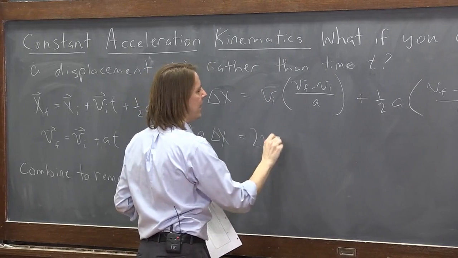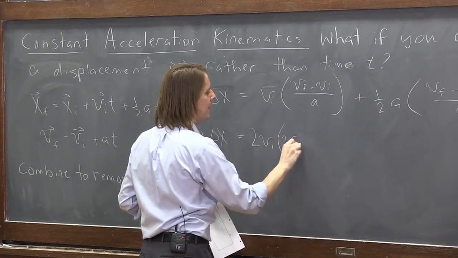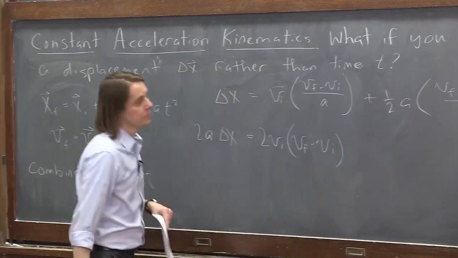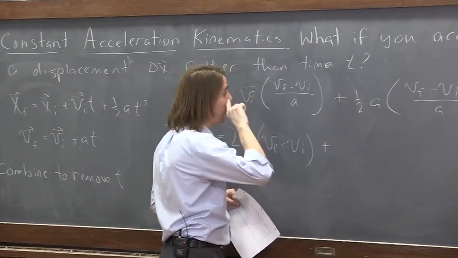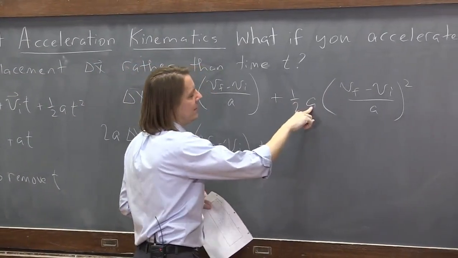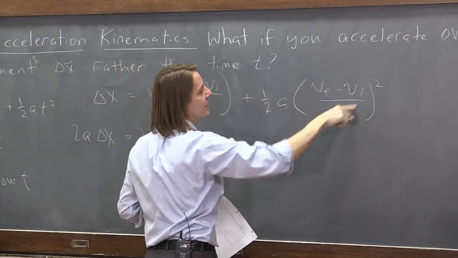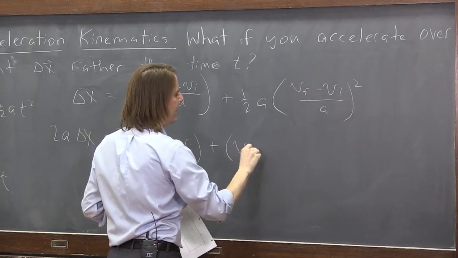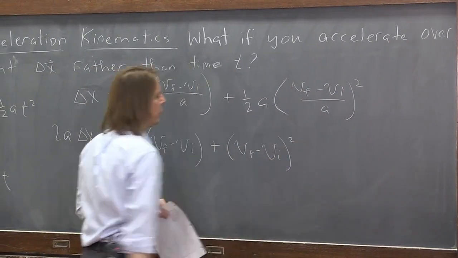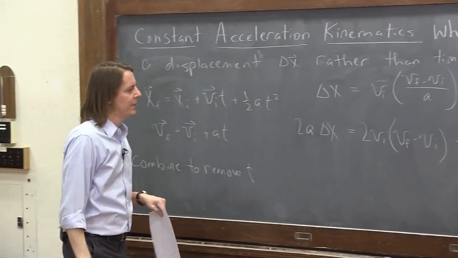You'll end up with 2vi times (vf minus vi). All right. And then plus, and the 2 will cancel that 1/2. You'll have another a. That's a squared, and that is a squared. So that all cancels. So you just end up with (vf minus vi) squared, like that.